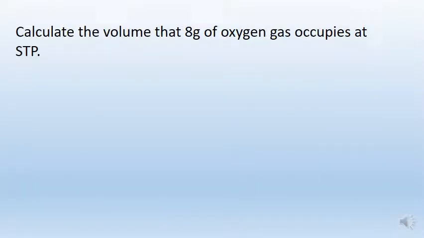Calculate the volume that 8 grams of oxygen gas occupies at STP. Now, a little rule here, and a very simple rule. When you see mass and you look at volume, convert everything to moles. Chemists love moles. So the 8 grams of oxygen, we ask ourselves, how many moles is that? The number of moles is mass over the molar mass of oxygen.